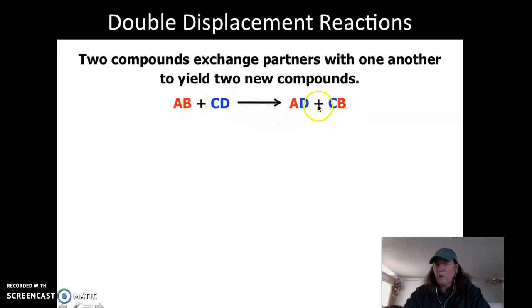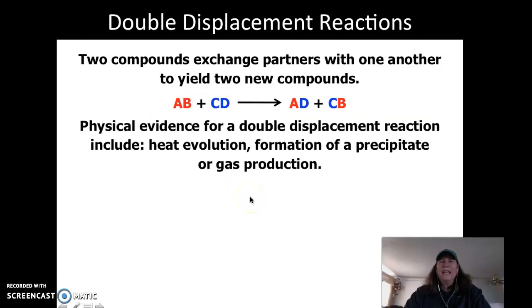That's why it's not A with C and B with D. You always know that this is the cation and this is the anion. So this cation is going to go with this anion and this cation is going to go with that anion. They're going to switch spots. They switch partners. And again, these are also called ionic, double displacement, double replacement. They got all kinds of names. But really, what happens is they switch partners.